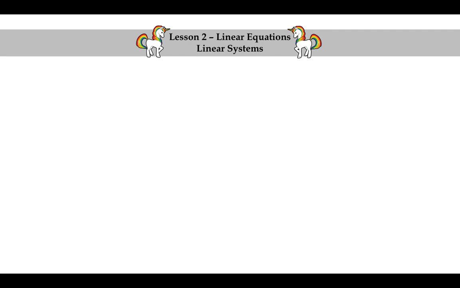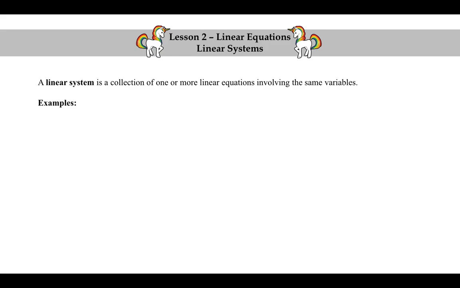Linear systems. A linear system is a collection of one or more linear equations involving the same variables. Let's look at some examples. Here we have a linear system of two equations in two variables. The variables here are x and y.